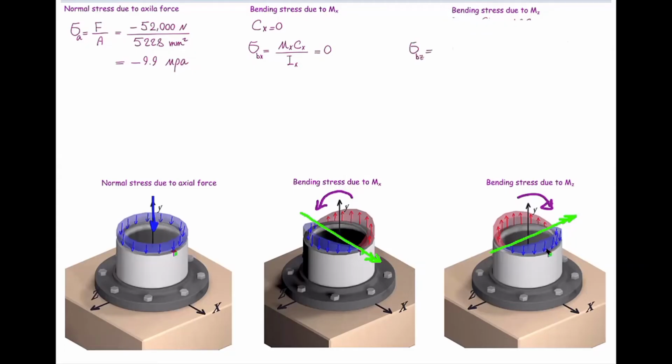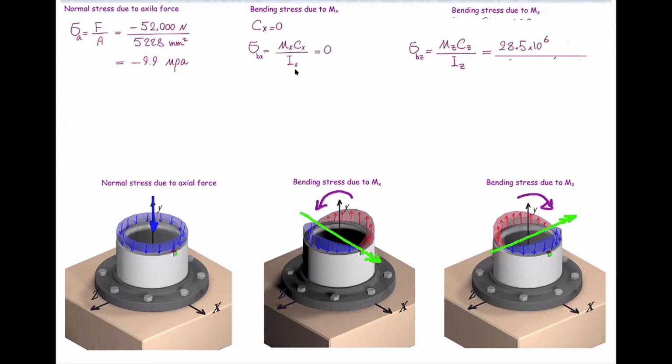The magnitude of that would be calculated from this equation, Mc divided by I. I'm using subscript of z. So the moment is about z, the moment of inertia is about z, and the distance is also measured from the z direction. When we are talking about the moment about x, everything gets subscript of x. All are calculated from the x direction.